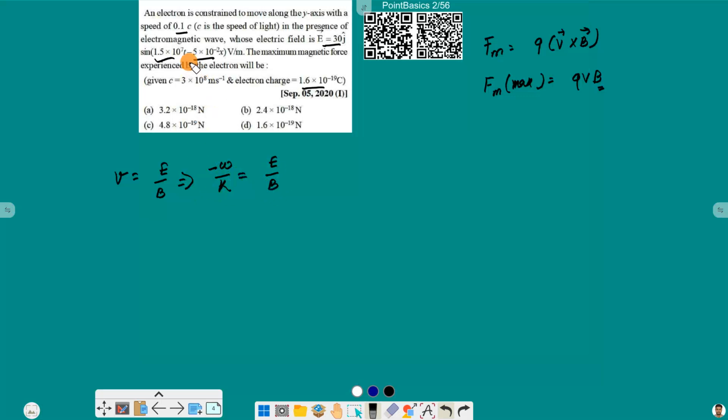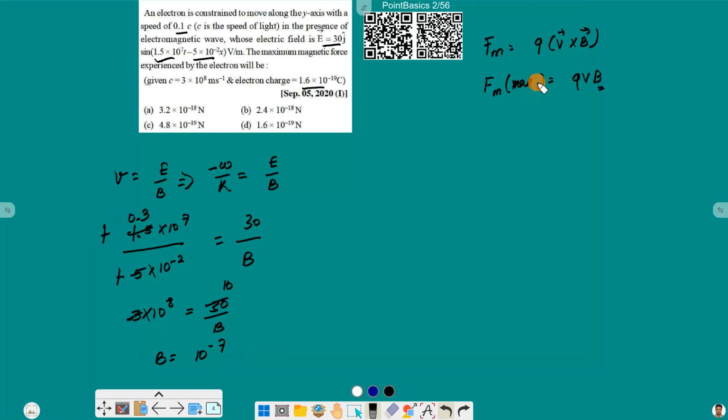Now omega is here 1.5 into 10 raised to power 7 with negative sign here, and k is already negative, so it's minus 5 into 10 raised to power minus 2 is equal to E. Magnitude of E is 30 divided by P. So this negative sign gets cancelled, this will go on 0.3. So basically it is 3 into 10 raised to power 8 is equal to 30 into P. So this will go on 10, and we will get magnetic field is equal to 10 raised to power minus 7.